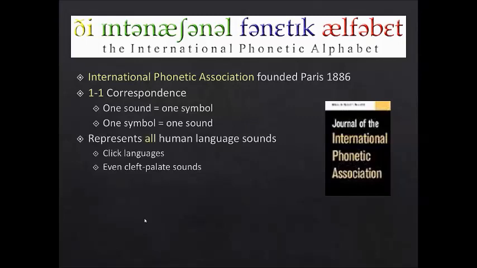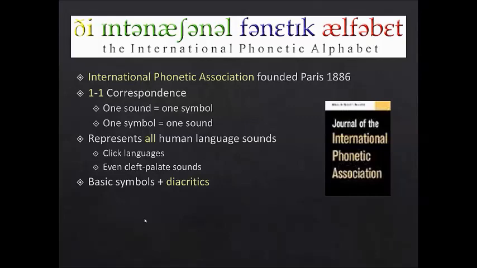Also, they wanted a system that was universal. We could represent all human language sounds, everything our vocal apparatus is capable of making, with some interesting inclusions. There are click languages that have left clicks, right clicks, center clicks, glottal, uvular clicks, and there are symbols for all of those. I'm very impressed that they even eventually added symbols for people who have cleft palates. Truly, all human language sounds.